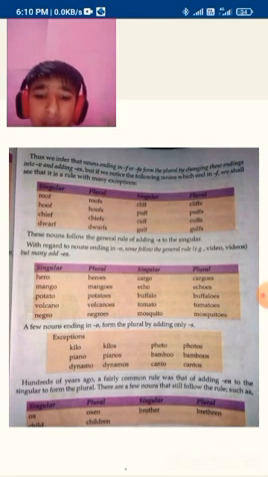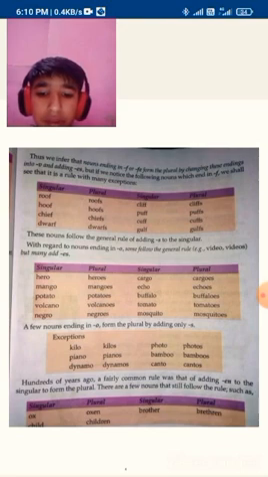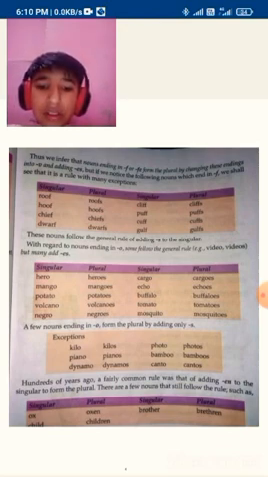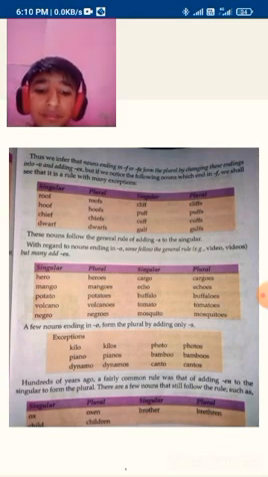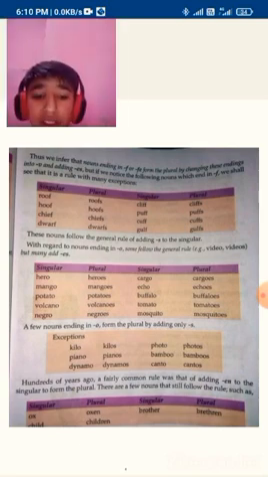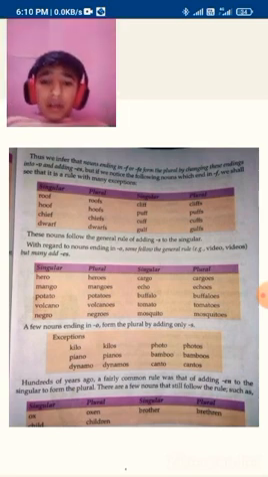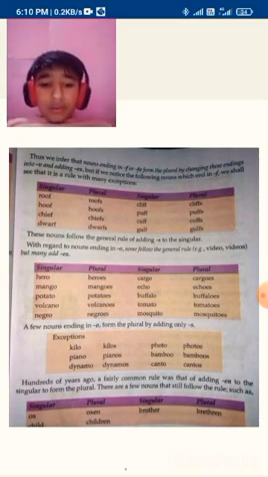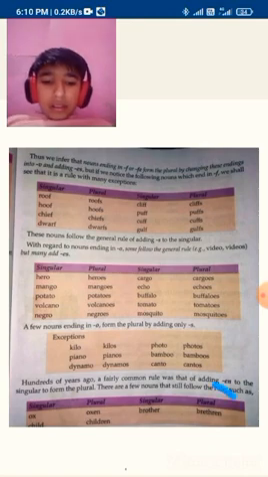Hundreds of years ago, a fairly common rule was adding en to the singular to form the plural. A few nouns still follow the rule, such as ox, oxen; child, children; brother, brethren. There was an old rule before 100 years ago where a singular was changed to plural by adding en. So let's move to our next page.